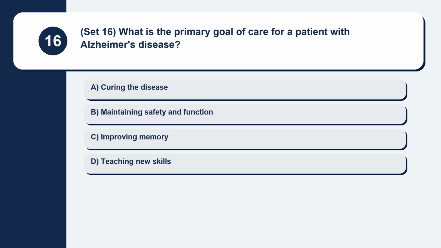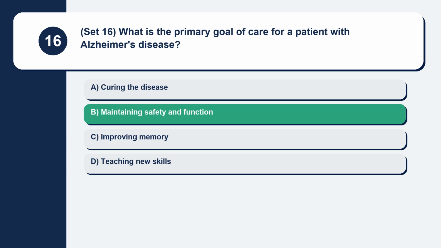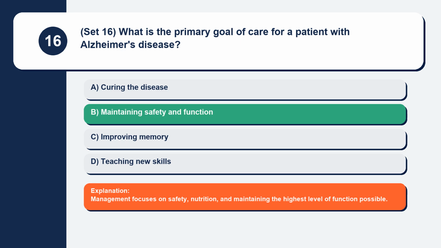Question 16. Set 16. What is the primary goal of care for a patient with Alzheimer's disease? Curing the disease, maintaining safety and function, improving memory, teaching new skills. Management focuses on safety, nutrition, and maintaining the highest level of function possible.